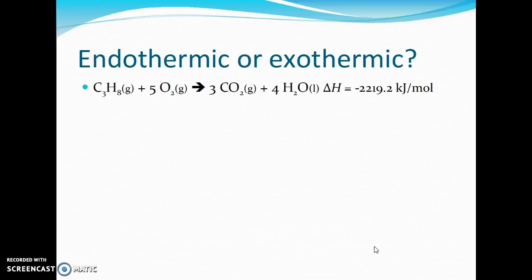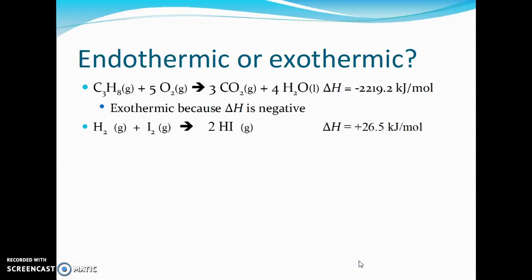Now, I'm giving you a number of reactions on this page, and you tell me if we've got an exothermic or endothermic process in each line. Here's the complete combustion of propane. Exothermic because delta H is shown as being a negative number. Here is the reaction of hydrogen and iodine, gases. Endothermic because delta H is positive.